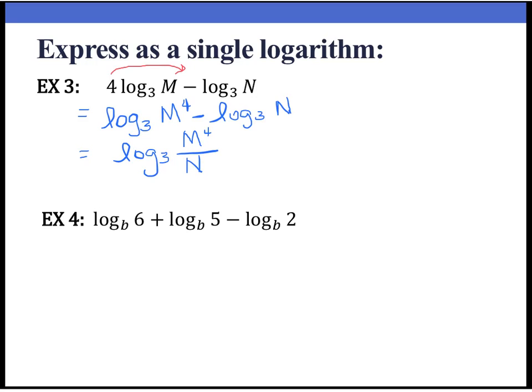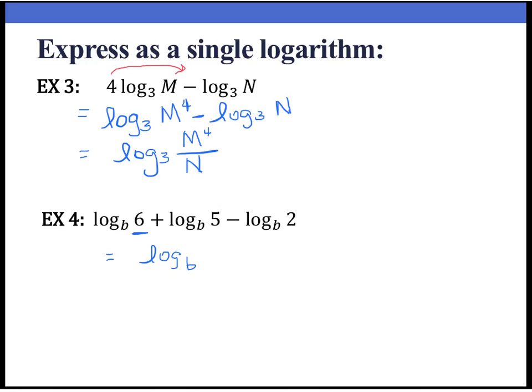All right, let's look at the next example. We have 3 terms. You're always going to start with the first term on top, and then anytime you see an addition, such as this, that means you multiply. Anytime you see a subtraction, that means you're going to divide. So we'll have our single logarithm.